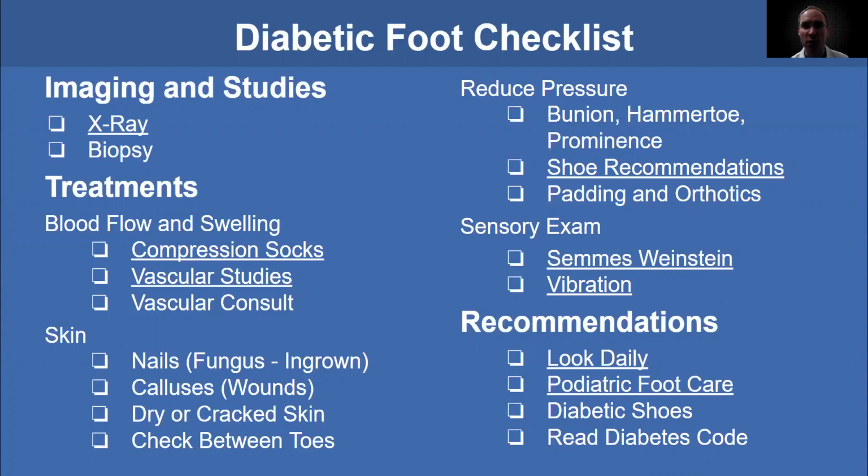Pressure, to reduce the pressure, like a bunion, hammertoe. Once again, shoe recommendations. Wide anatomic shoes are the key. For the females, yes, they're going to be ugly, but they may prevent blistering and ulceration. Padding and orthotics also can be helpful.